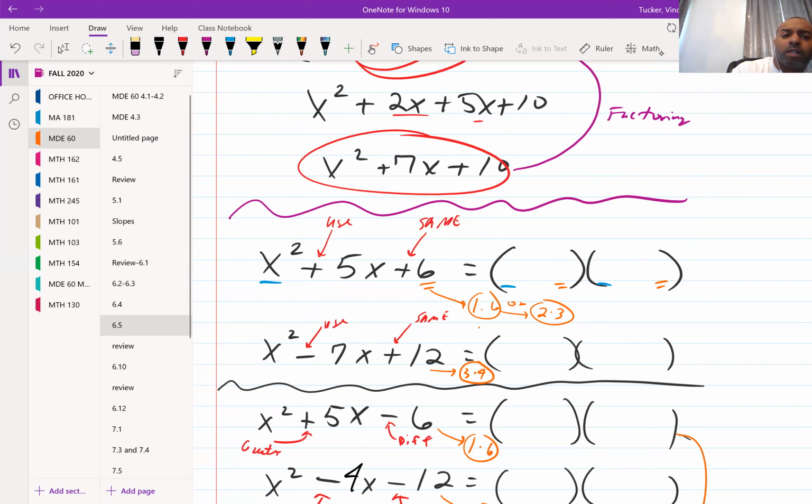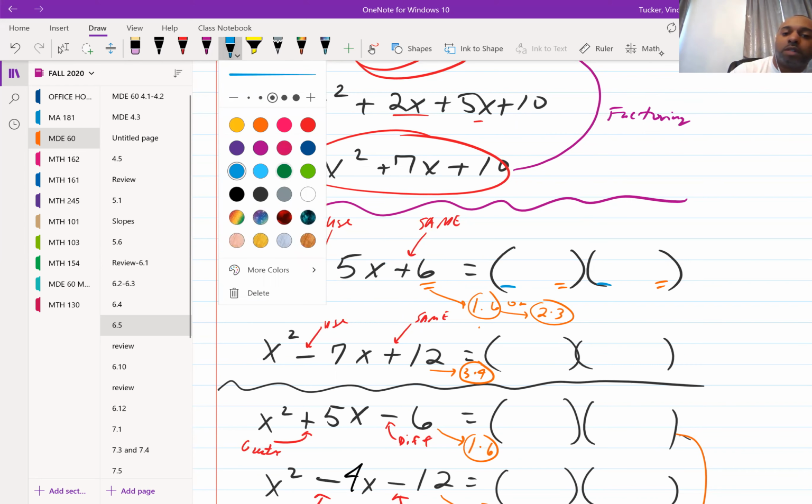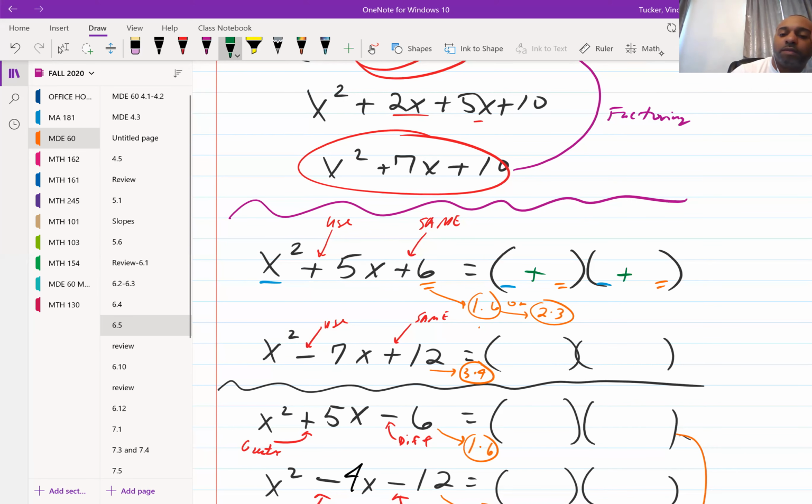So in other words, when I look at x squared plus 5x plus 6, I look at my back sign first. If it is positive, they're going to be the same. And then this one tells us which sign that's going to be. So that means both of our signs, I want green, should be positive.